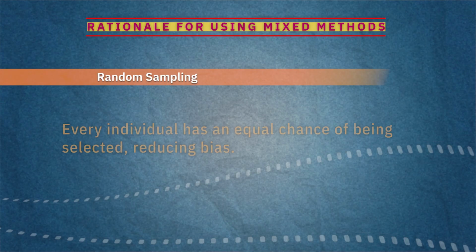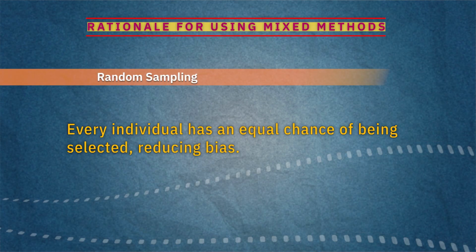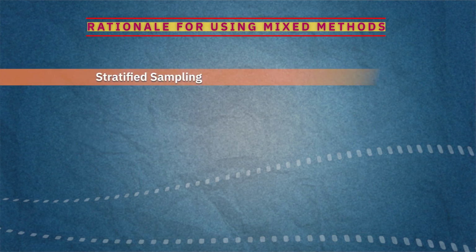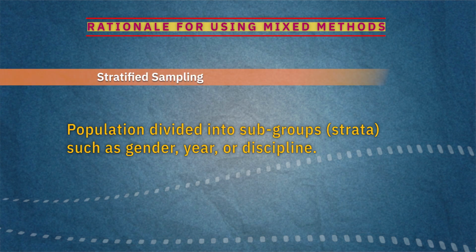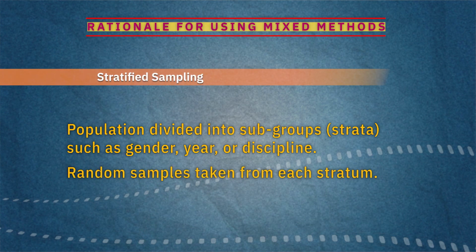The first one is random sampling, where every individual has an equal chance of being selected, reducing bias. Second is stratified sampling, where the population is divided into subgroups or strata, such as gender, year, or discipline, and random samples are chosen from each of these strata.